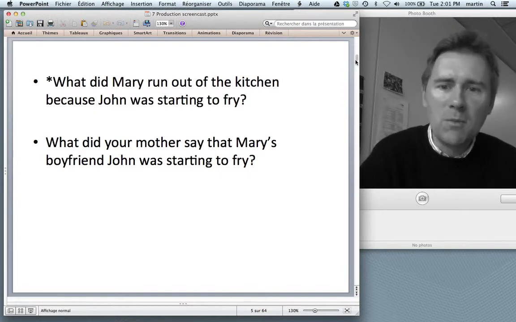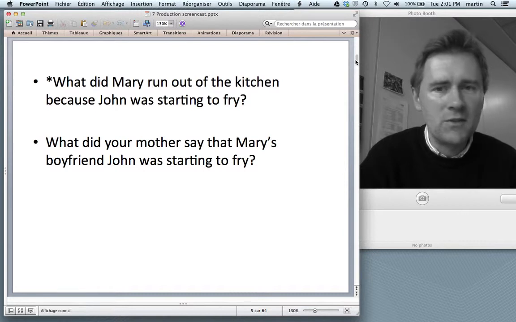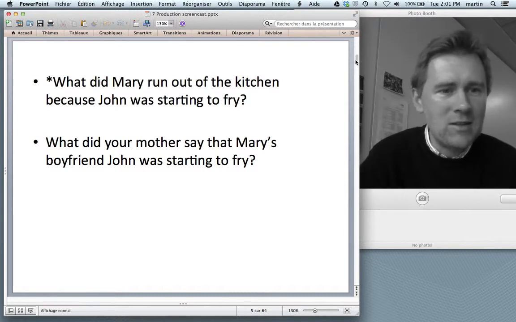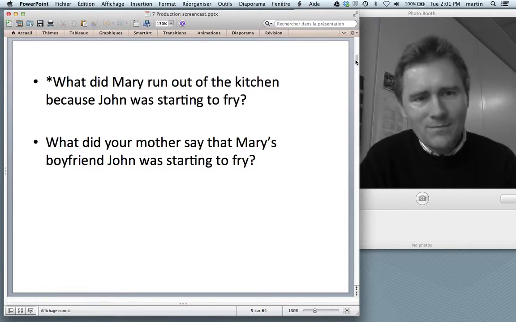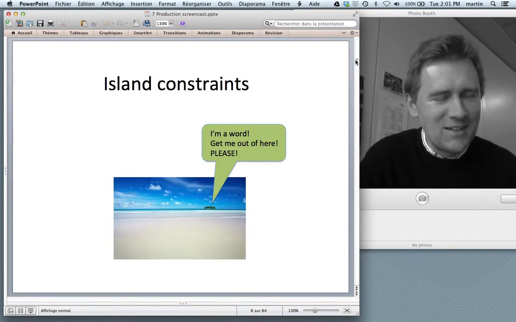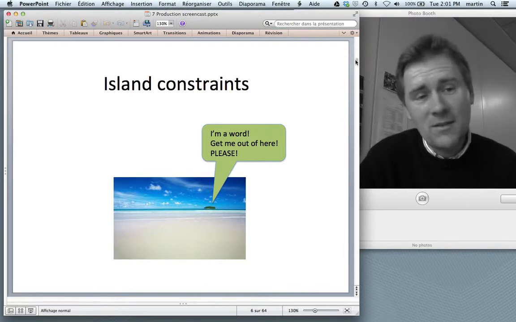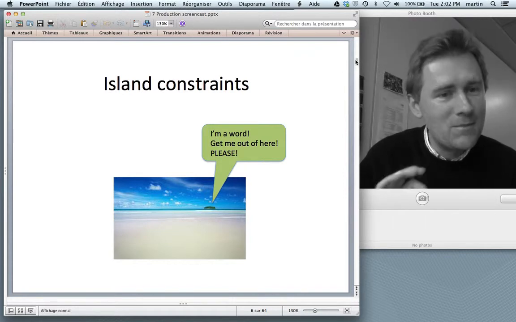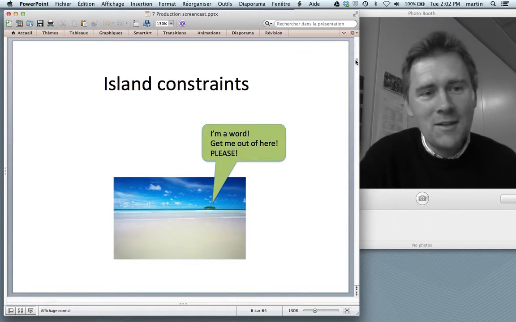What did your mother say that Mary's boyfriend John was starting to fry? Same distance, but a much better grammaticality, acceptability to it. Yeah. So length, that's not it. There's something else going on. You may wonder, okay, what's going on with these islands? Why is the word island there in island constraints? Well, it's a metaphor. Ross came up with a range of very neat metaphors for what was going on in syntax.